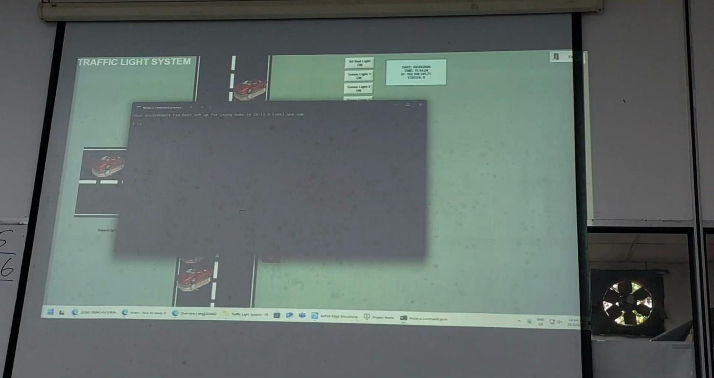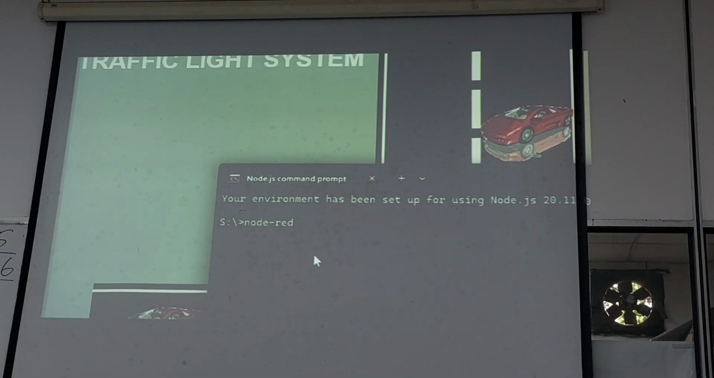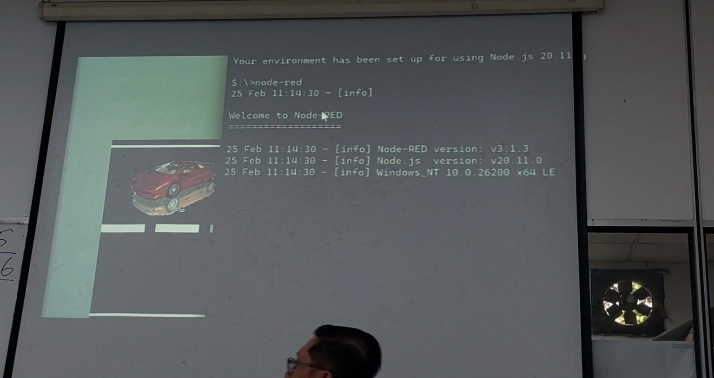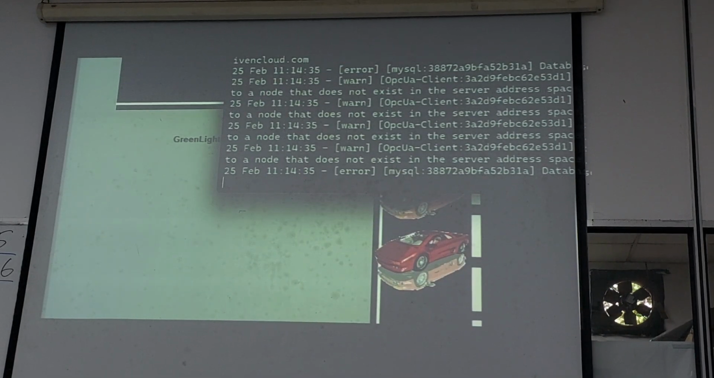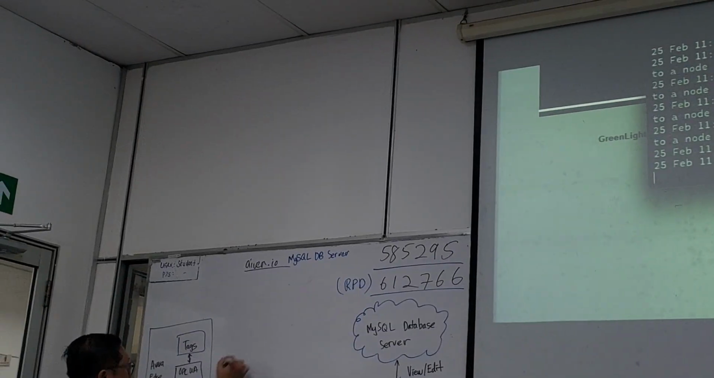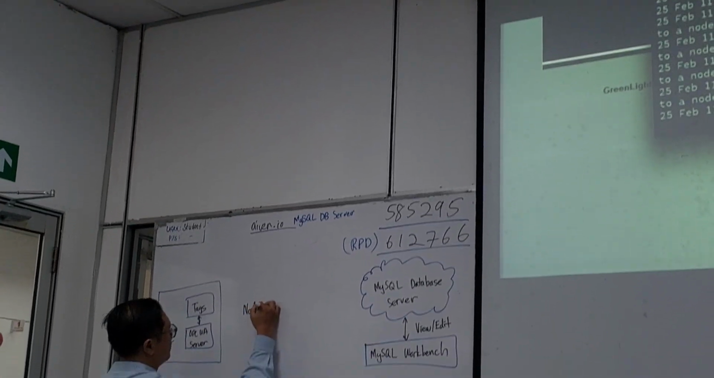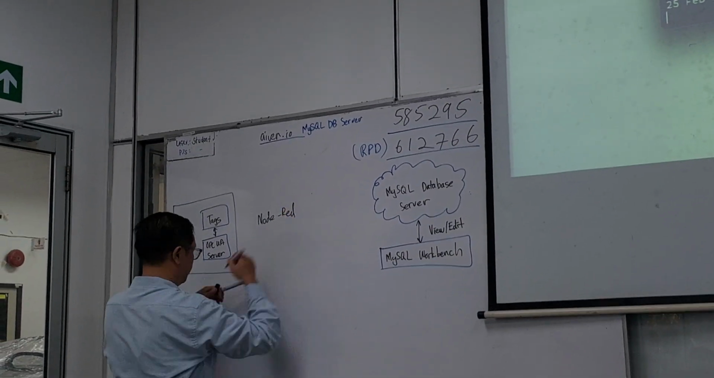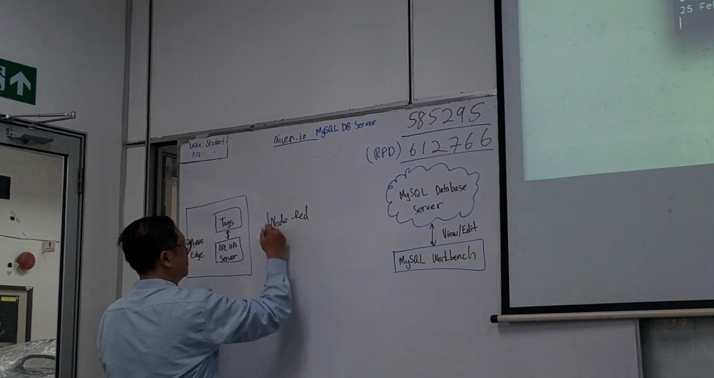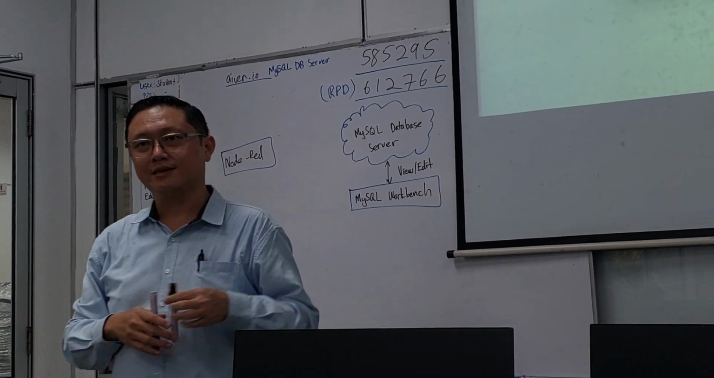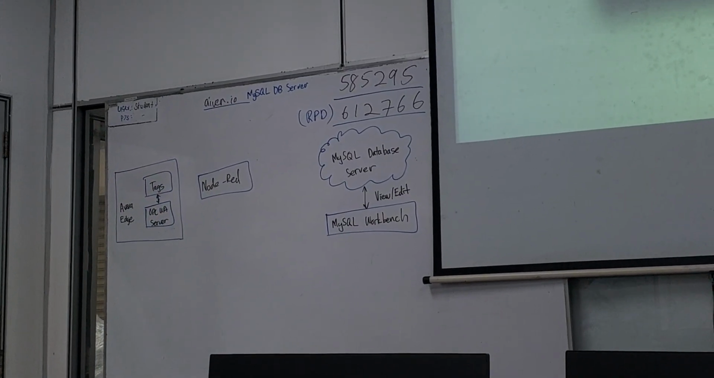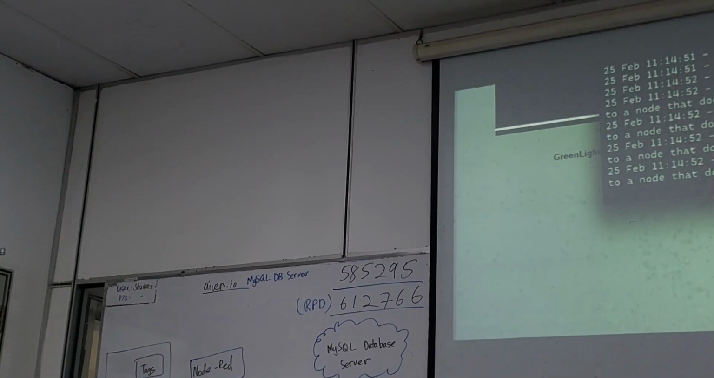Type in node-red. Okay, so type in node-red, enter. We have this text with this OPC server, and now we start up node-red. Oh, never mind, it's okay, because this one is normal from before.